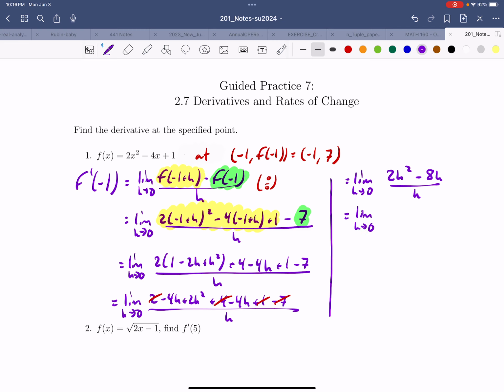Right, because now I think you can see we can factor out an h, just factor out that h, and we get that, and that gives us 2h, and that gives us negative 8, okay, negative 8.